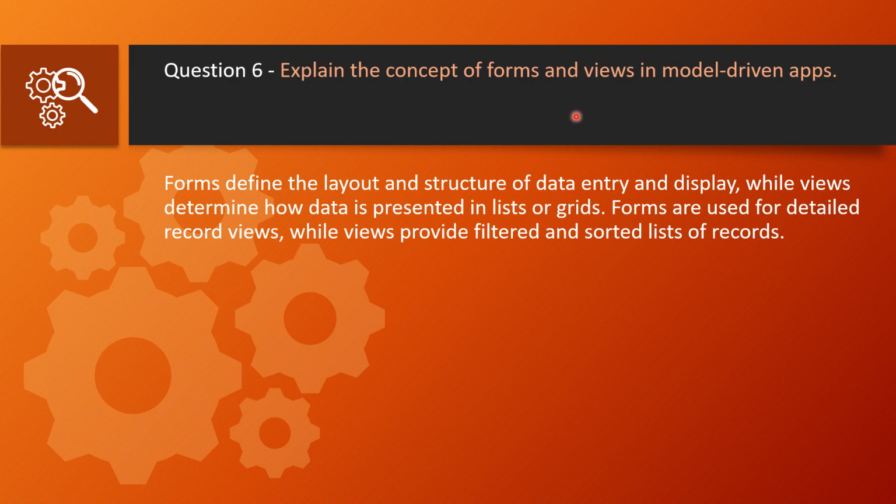Explain the concept of forms and views in model-driven apps. A form defines the layout and the structure of the data entry and display, while a view determines how data should be presented in a list or grid. Forms capture the detailed record view, while views provide a filtered and sorted list of records. So here forms are basically used for taking input and views are basically used for display purposes.